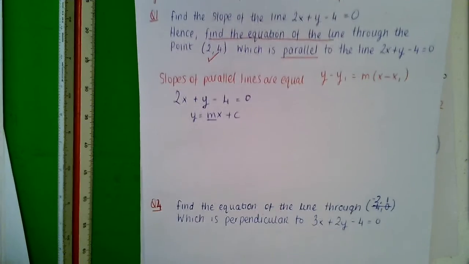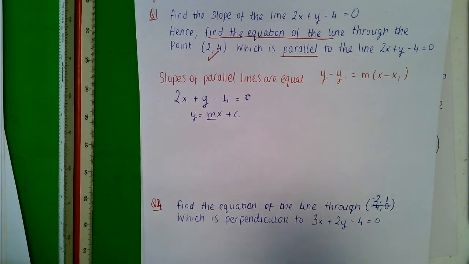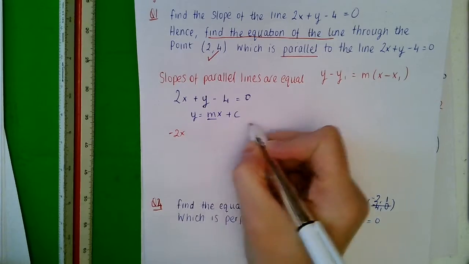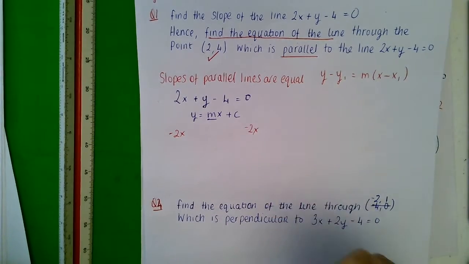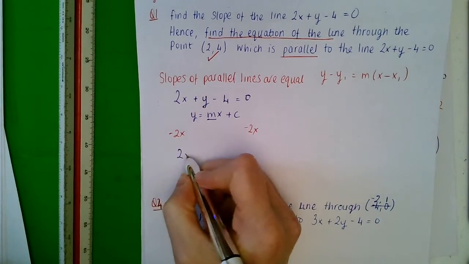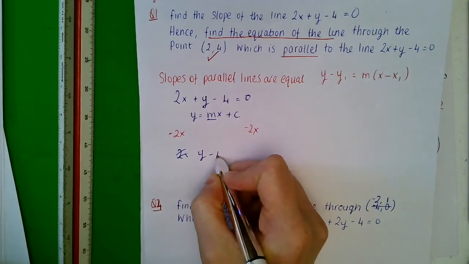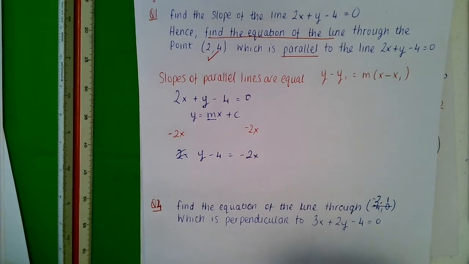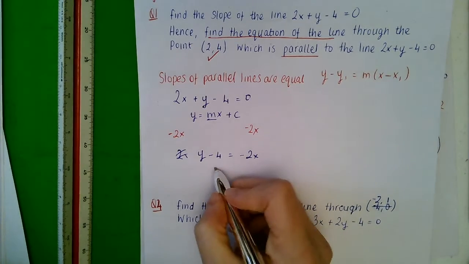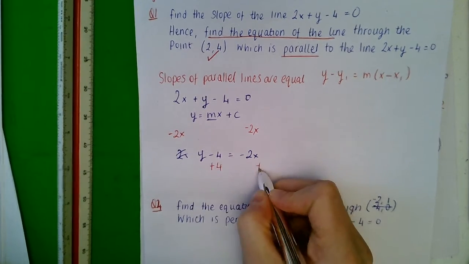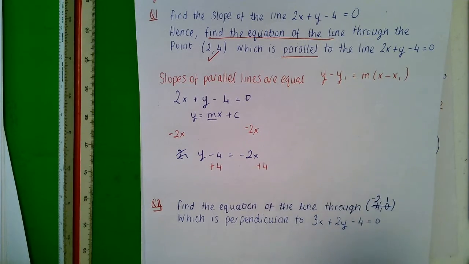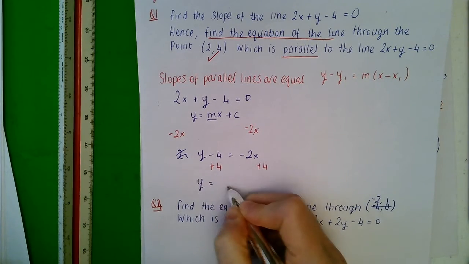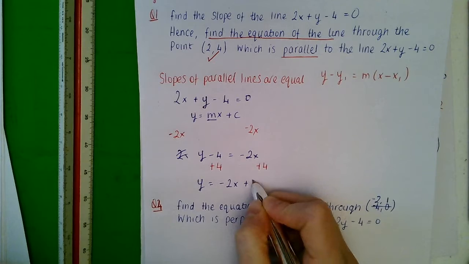So I'm going to start off by taking 2x away from both sides. And when I do that, I get y minus 4 equals minus 2x. So as you can see, I've taken 2x from both sides. Then I'm going to get rid of that minus 4 by simply adding 4 to both sides. And what I'm left with here is y equals minus 2x plus 4.